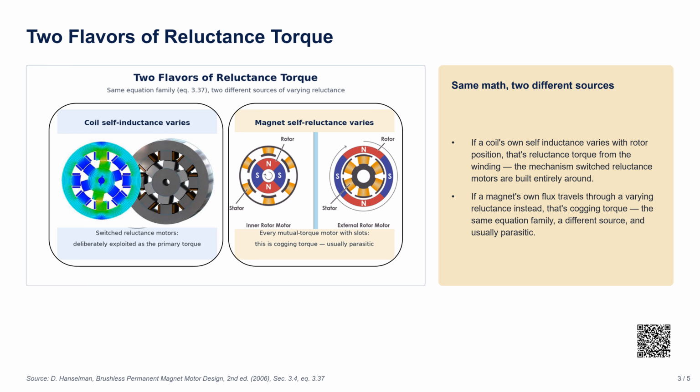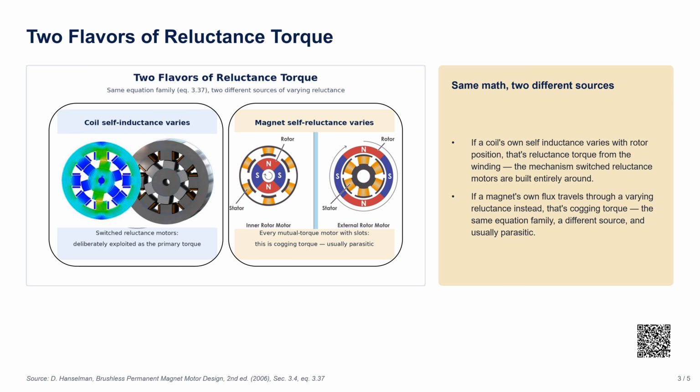Reluctance torque itself comes in two flavors, and they're worth telling apart. The first, a coil's own self-inductance varies as the rotor turns. This is the mechanism switched reluctance motors are built entirely around. Salient rotor poles get pulled toward energized stator teeth. Full stop, that's the whole motor.